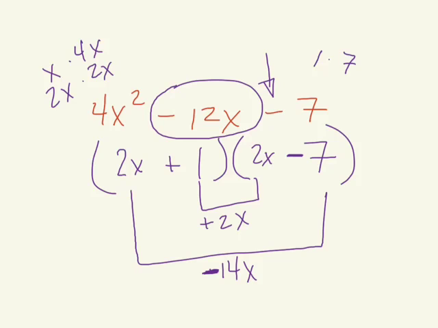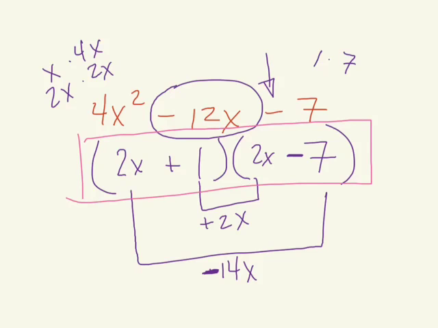And then you can use FOIL method. First times first, 2x times 2x is 4x squared. Outside gives you a negative 14x. Inside gives you a plus 2x. Negative 14x and a positive 2x gives you negative 12x. Last terms, positive 1 times negative 7 should give you this negative 7. It does. You're ready to box that in. I'll box it in on pink so you can see this kind of a contrasting color right here. That's your answer. That's the work you show.